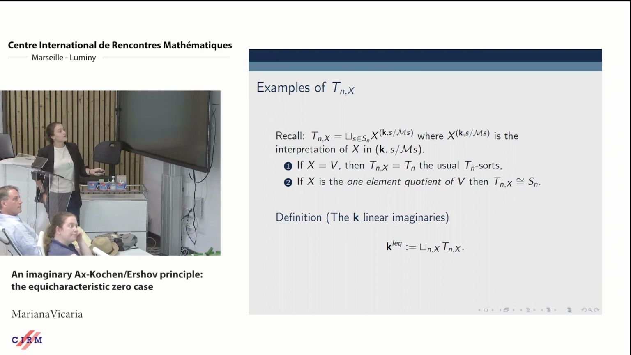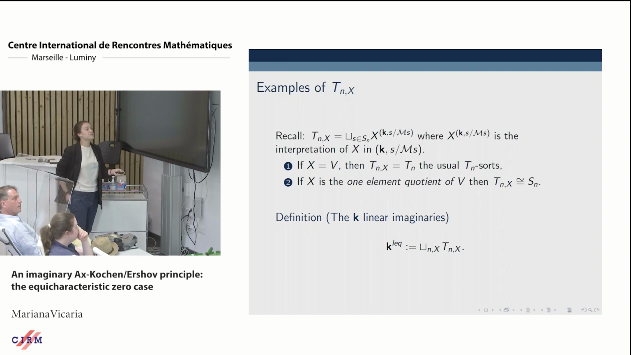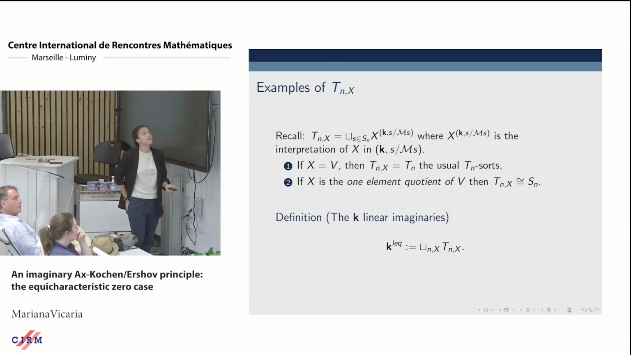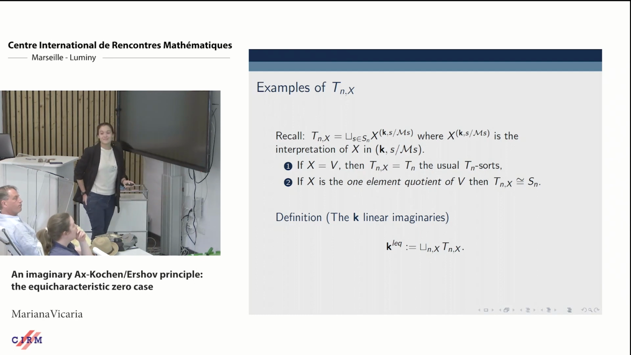So here is what they call the K-linear imaginaries. What you're going to do for this part is, in essence, take the collection of all these T_n^X sorts, right, where you range over all the natural numbers and all the possible interpretable sets that you might have. Good so far?